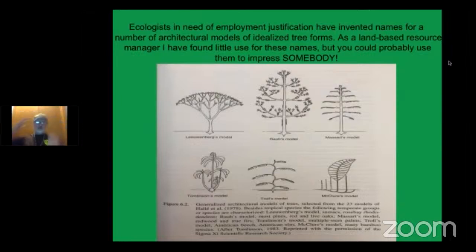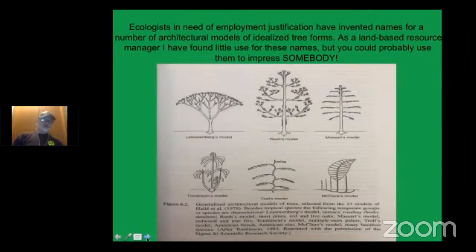What is good, though, is to know what the basic tree shapes are of the basic species that are around you, because then you'll know how they'll behave. You'll know how they behave when you prune them. You'll know how they behave when they have a gap and there is light that they need to reach for. It can be helpful that way. But memorizing the names I thought was pretty ridiculous.